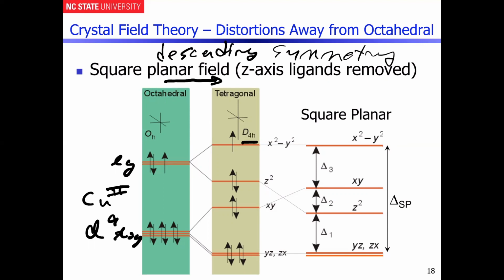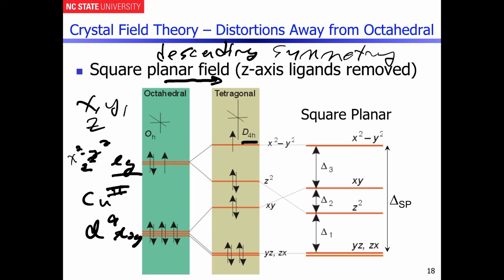So in an octahedral environment, remember, the X, Y, and Z ligands are all effectively equivalent, so they're all repulsing to the same extent. That's why x squared minus y squared and dz squared are actually degenerate. They're both up here. Now you start to do a tetragonal distortion.